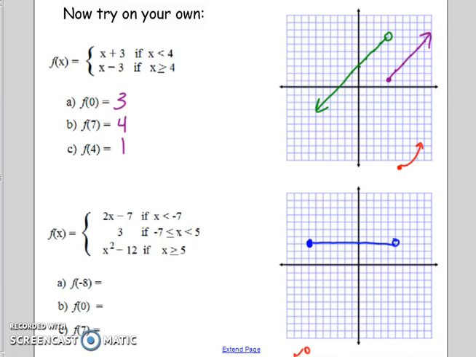So if I plug in f of negative 8, it's going to match with the first function since negative 8 is less than negative 7. So I plug in 2 times negative 8 minus 7, which gives me negative 23. f of 0, so 0 would fit in the middle function since 0 is greater than or equal to negative 7 and less than 5. So that's just going to give me 3. And then f of 7, it'll go in the last one since 7 is greater than or equal to 5. So 7 squared is 49 minus 12 is going to give me 37.